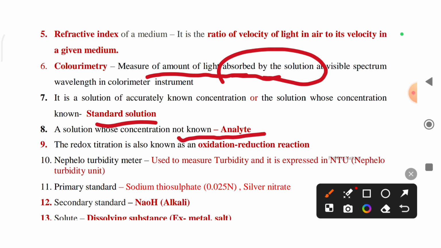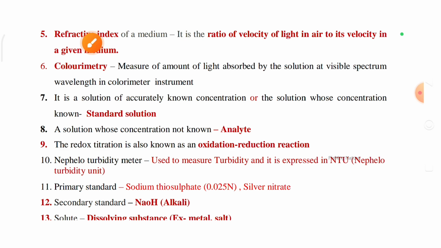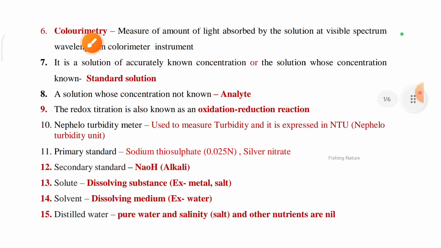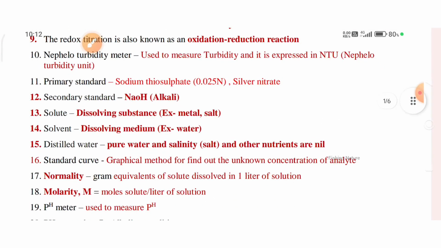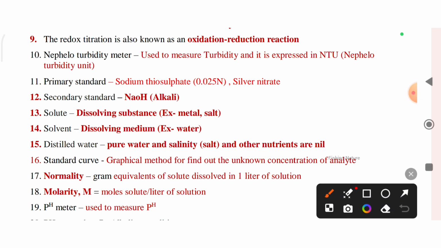Next, redox titration is also known as oxidation reduction reaction. Next, the nephelo-turbidimeter: we use this meter to measure the turbidity present in the water. Next, the primary standard is sodium thiosulfate. It is the standard solution, having the value 0.025. It is the standard value. The secondary standard is NaOH.